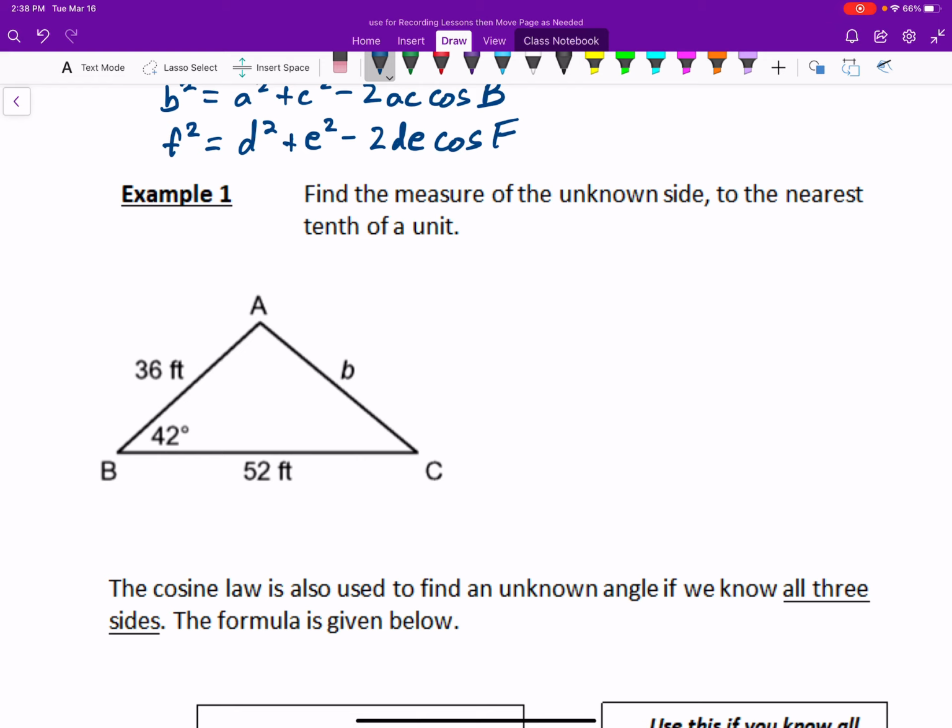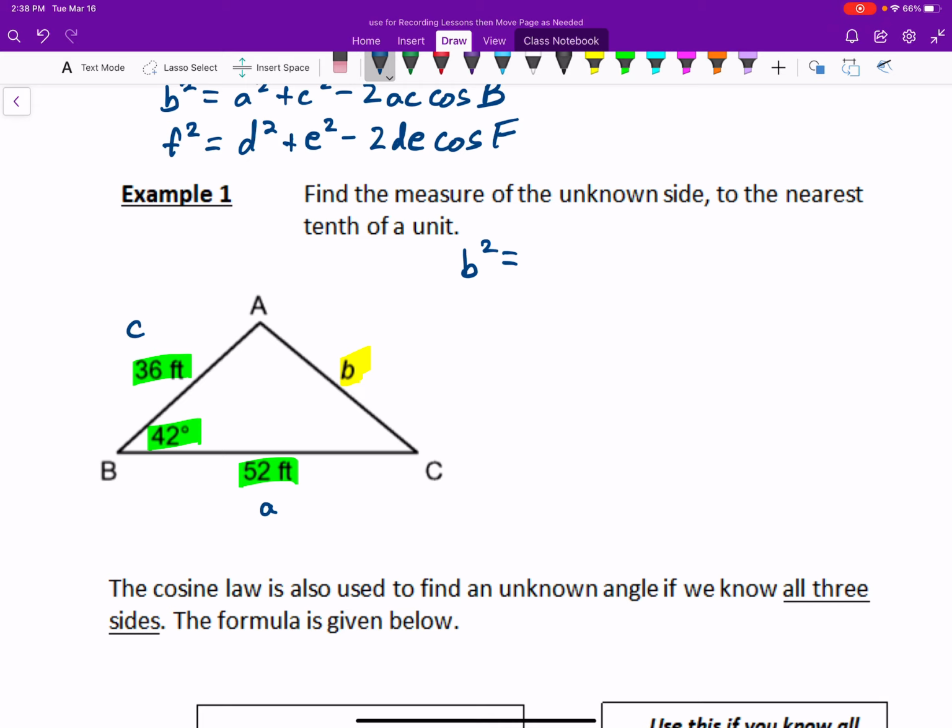Find the measure of the unknown side to the nearest tenth of a unit. So in this case, the unknown side is B. And I know this side, this angle, and this side. So I know side angle side. So I can find out what B is. I can say B squared equals, if I want to be picky, then this is technically side A and this is technically side C because the sides are across from the angles.